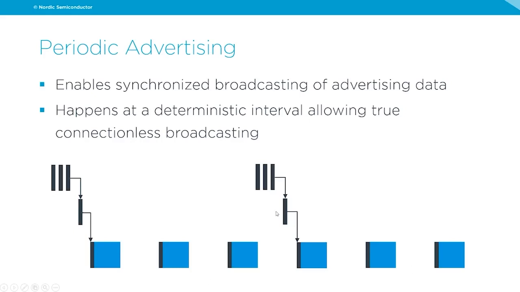So we are seeing connectionless broadcasting here. Multiple scanners can receive the data all at the same time, allowing more centrals or scanners to receive the packet. Before, we had a star topology, so you only sent data to one central at a time, but now with periodic and connectionless broadcasting, you can have multiple scanners receive your data on the data channel.